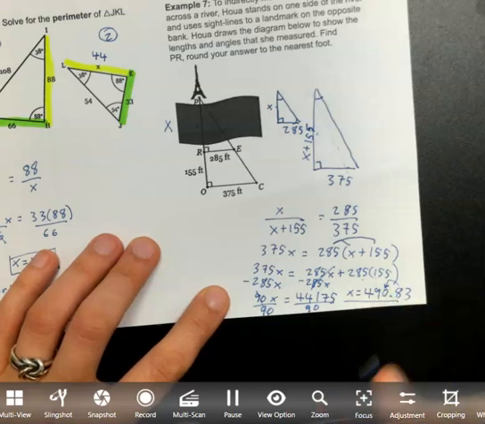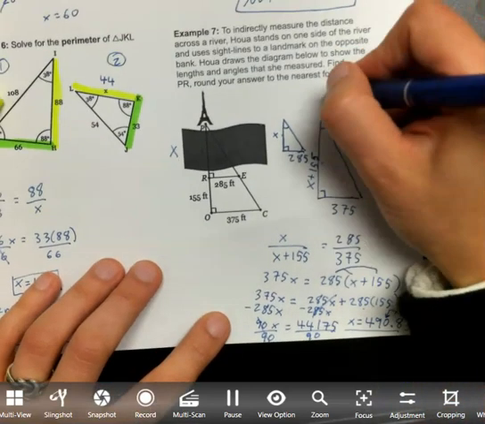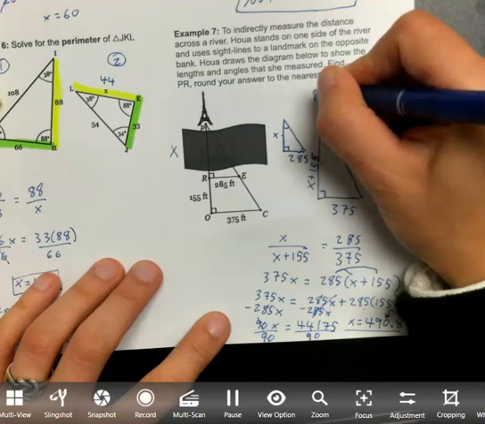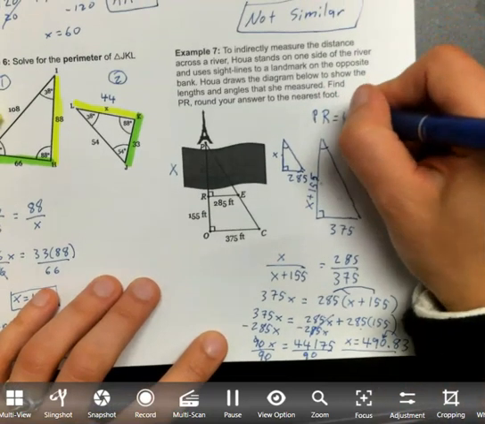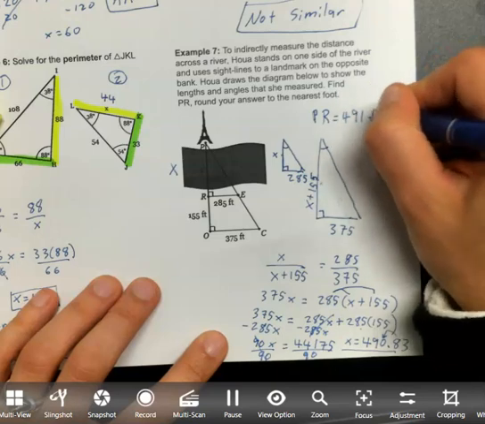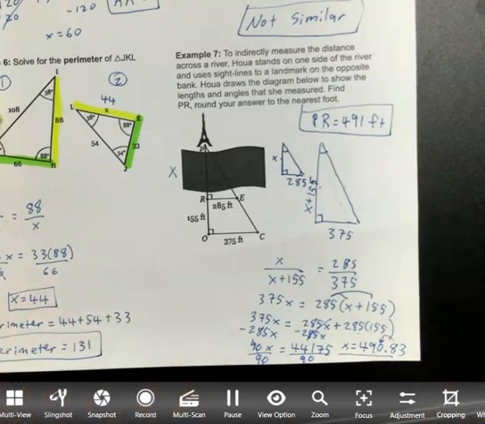Yes, it does. So I ran out of room to write, so I'm going to go ahead and put it up here. PR is equal to 491 feet. That's rounded to the nearest foot. All right, good luck with it.